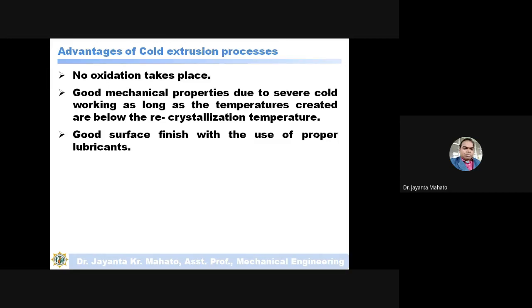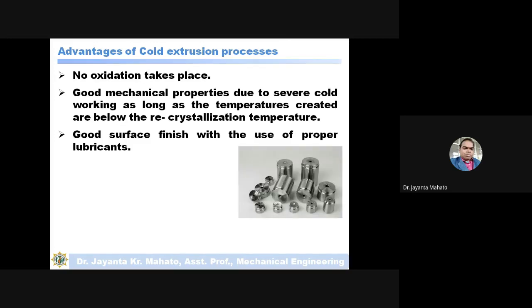Good surface finish with the use of proper lubricant between the die and the workpiece or billet. So by applying a good lubricant to minimize the friction between billet and die, you can get a very good surface finish of the extruded part. This type of surface finish can be obtained by this cold extrusion process because there is no chance of oxidation.